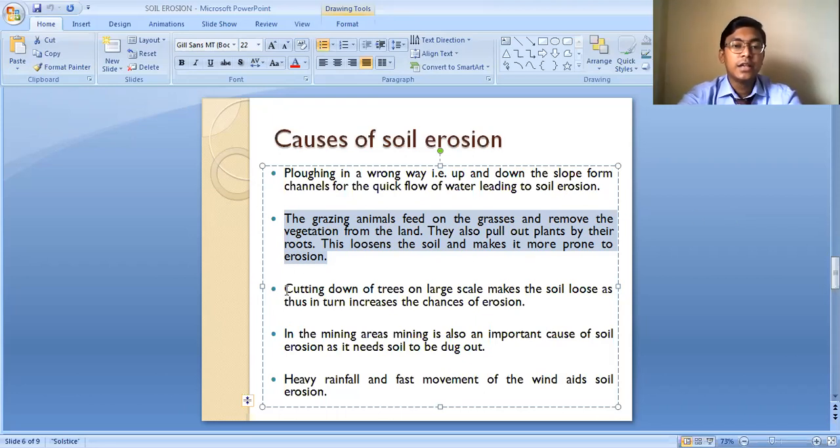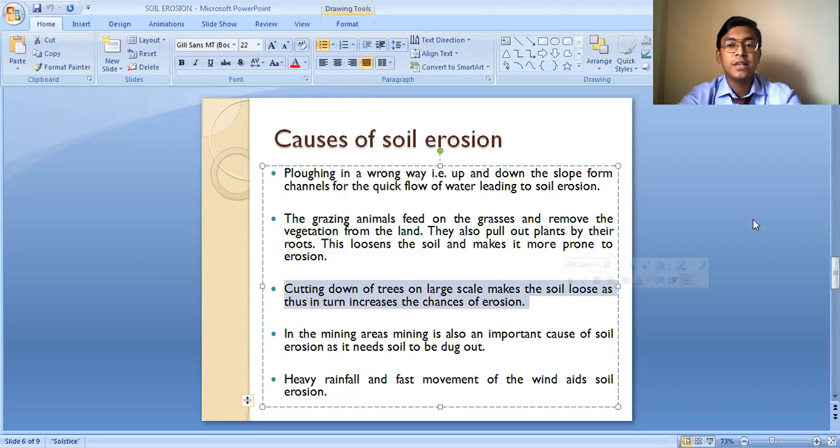The next, cutting down of trees on a large scale makes the soil loose, as this in turn increases the chances of soil erosion. Cutting down the trees, that is deforestation, is one of the most important factors of soil erosion. When we cut down the trees, the roots which hold the soil also die and become loose. So the soil becomes loose, and the chances of soil erosion increase.